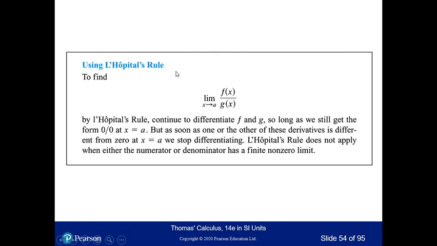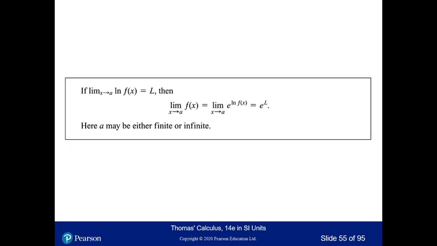Here's how we use L'Hopital's rule to find this limit. Okay, continue to differentiate f and g so long as we still get the form 0 over 0 at x equal to a. But as soon as one or the other of these derivatives is different from 0 at x equal to a, we stop differentiating. L'Hopital's rule does not apply when either the numerator or denominator has a finite non-zero limit. That's right. That's what I meant actually in the previous part.